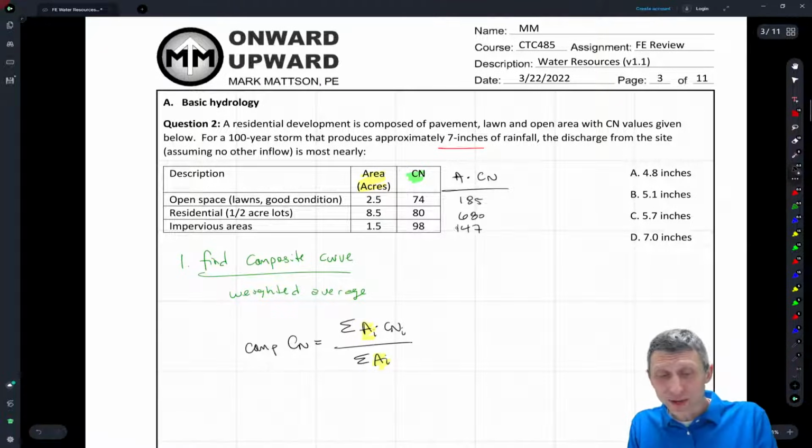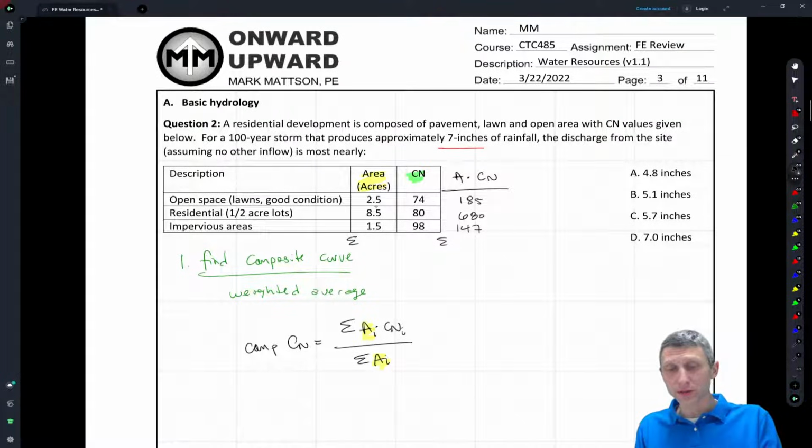Now if we sum this column and this column, we're going to get some values. If we sum all the areas, 2.5 and 8.5, that's 11, and then another 1.5 is 12.5. And if we add up 185 plus 680 plus 147, we get 1012.